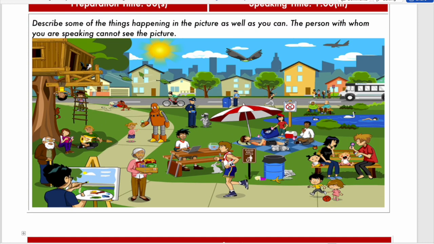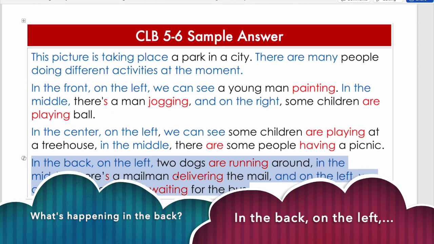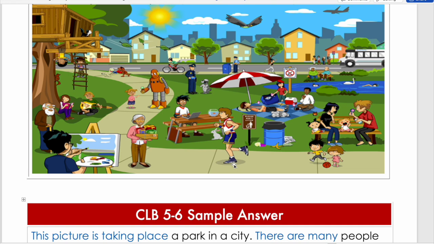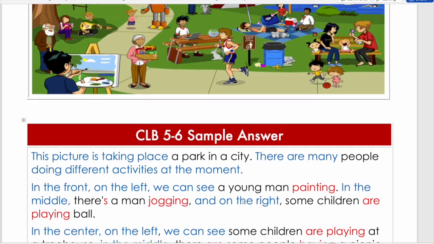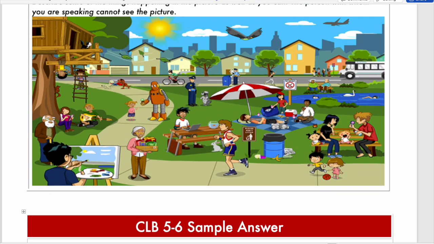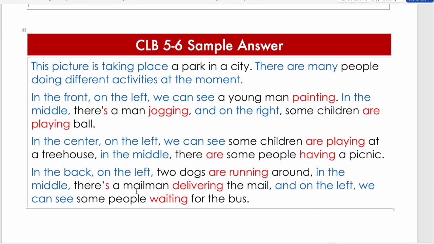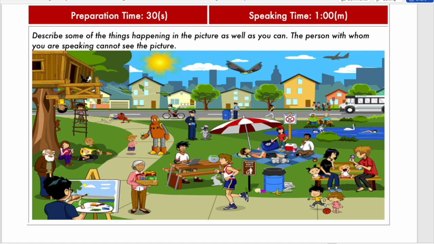Now, what about the back? The back over here. Over here would be the back, the furthest away. In the back, on the left, two dogs are running around. Okay, two dogs. There's a man delivering the mail. Right over here, the man's delivering the mail. And on the left, we can see some people waiting for the bus. Over here.